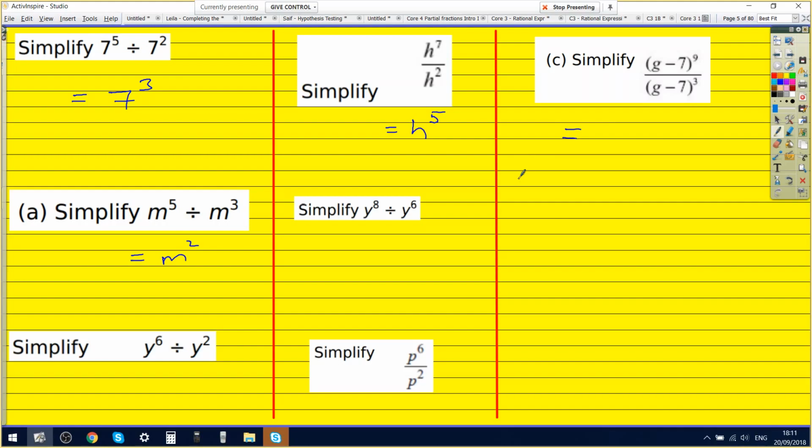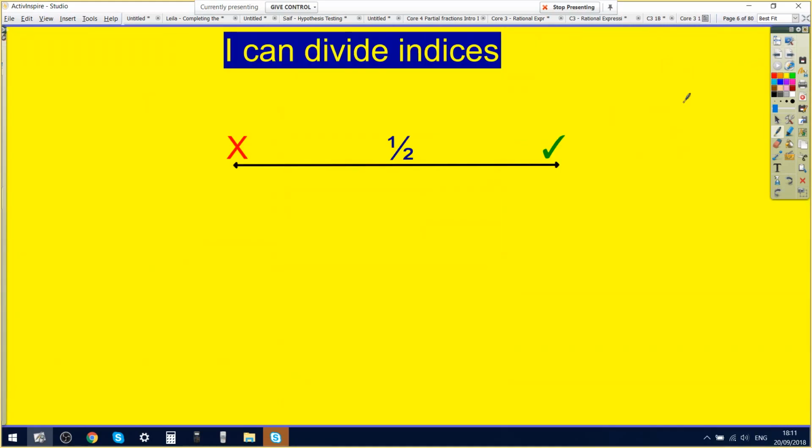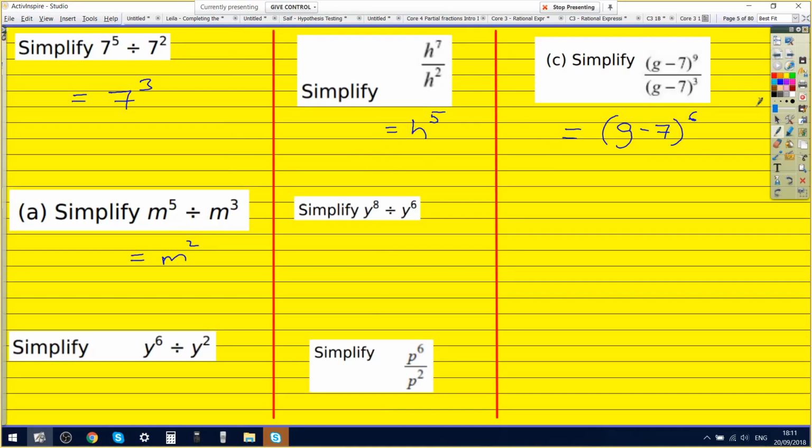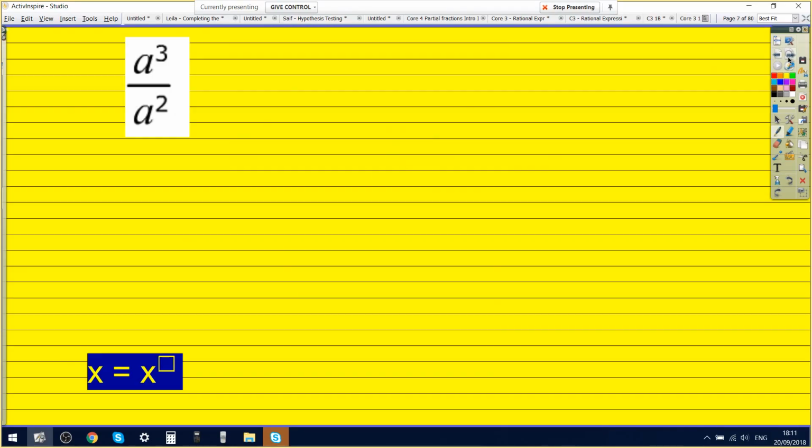Tricky one. G minus 7, 6. Well done. 2 minus 7 to the 6. I can divide indices, x a half or tick. I'd say half. Okay, well you're able to do every exam question, so I'm happy with that.